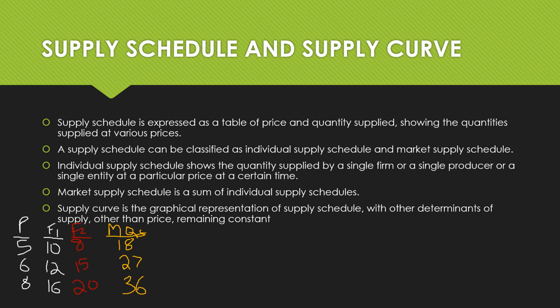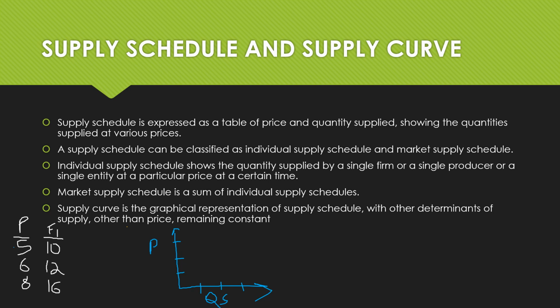Now what is a supply curve? Let's forget these things for now. Let's say we are representing the data given here in the form of a graph. Let's take the y-axis and x-axis. The x-axis is the quantity supplied, and on the y-axis is the price. Let me mark roughly 5 rupees, 6 rupees, 8 rupees. Let's assume this is 10, this is 12, and this is 16.